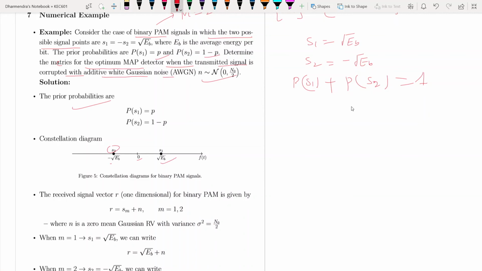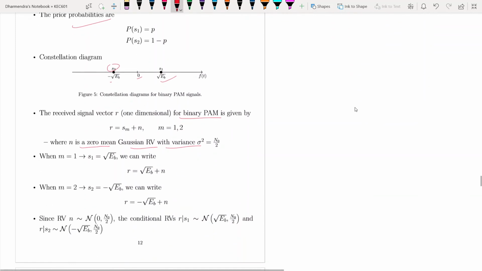Because it is binary PAM, the received vector is a one-dimensional signal. For binary PAM, the received signal R can be written as R equals SM plus N, where N is a zero mean Gaussian random variable with variance sigma square equal to N naught by 2. When M equals 1, S1 will be square root EB, so R equals square root EB plus N. When M equals 2, S2 will be minus square root EB, so the received signal R is minus square root EB plus N.